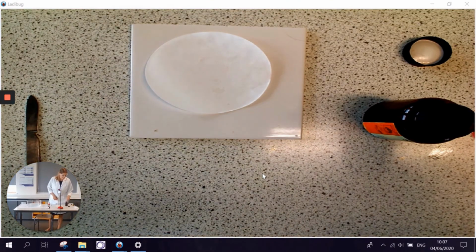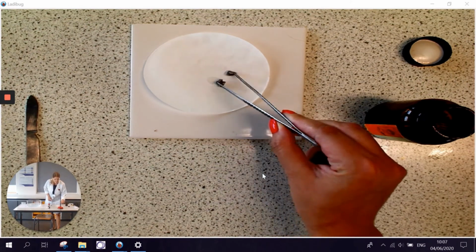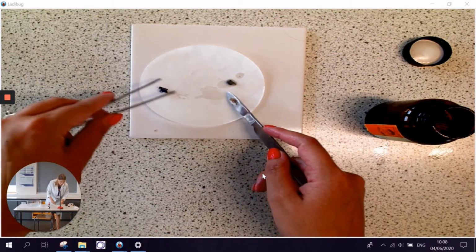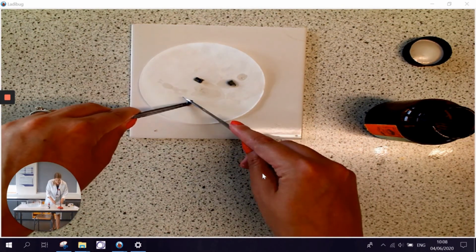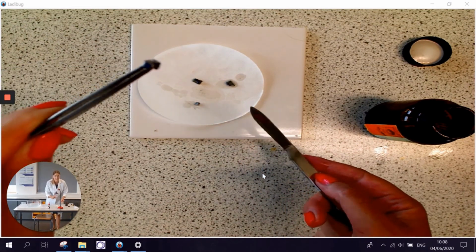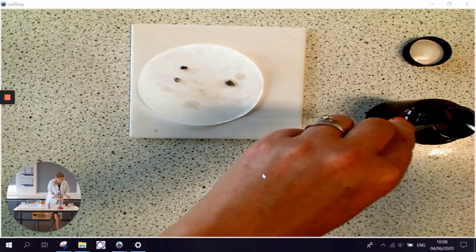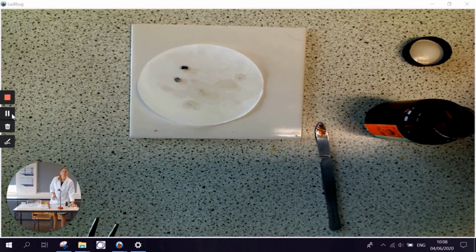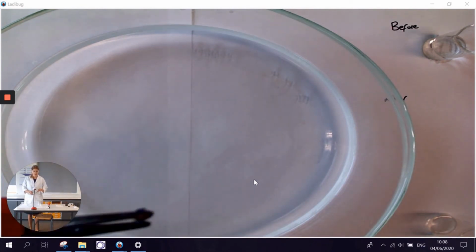Finally, the last of the group 1 metals that I'm going to be using today is potassium. Now, again, I've just removed a few pieces from the oil. I'm just going to dry them off. I'll show you again that the surface is quite dull, and when it's cut, we get those shiny edges that will cause a reaction. I'm going to add my piece of potassium into the water, and I'd like you again to record your observations.